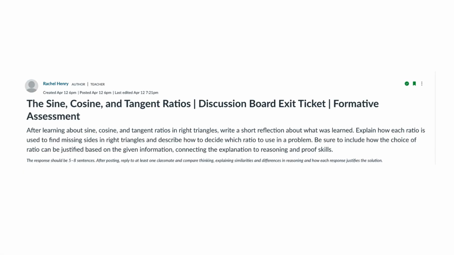And finally, don't forget about our discussion board that is due today after class to make sure that you understood sine, cosine, and tangent, and that you're reflecting on what you have learned.